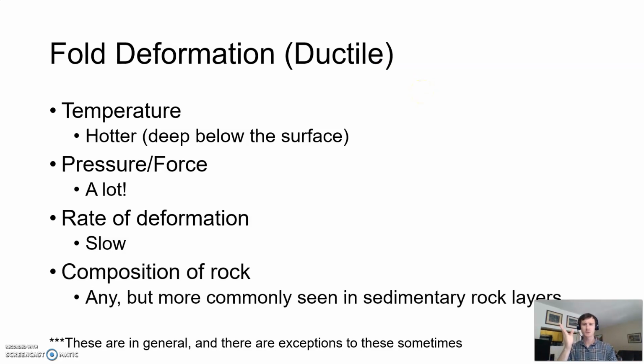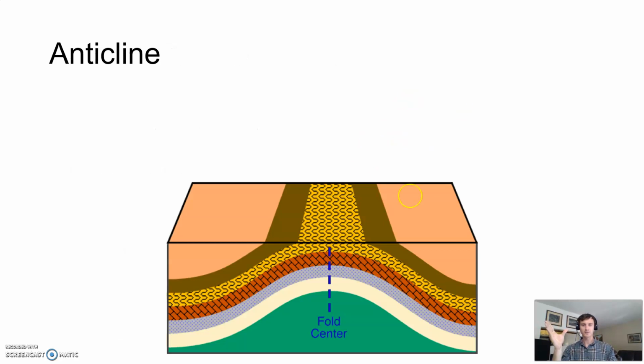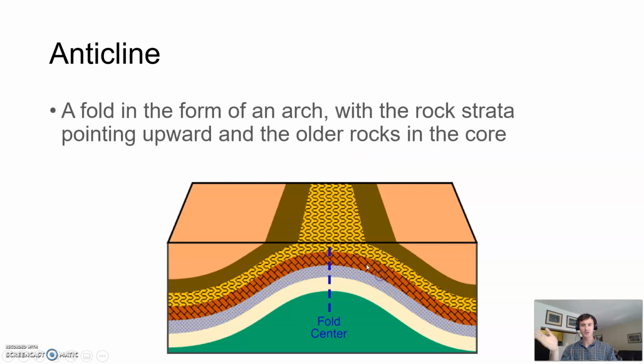Composition. Folds can happen in any sort of rock. Usually, though, we're talking about sedimentary layers. So what is this that we're looking at here? This would be an example of an anticline fold. The way that I remember it is that this looks something like an A, kind of an arch shape.